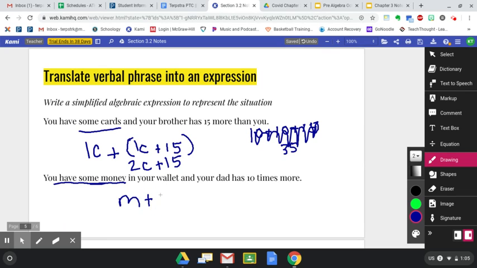Plus, your dad has 10 times that amount, right? So he has 10 times the amount of money that you have, right? And so we want it simplified, meaning we only want one term of each, right? So we have 1M and 10M. That would give us 11M, right? So if we're talking about how much money you guys have, if you had $20, right, total you guys would have $220, right? Because your dad has 10 times that amount, so he'd have 200, you'd have 20, that'd be 220. But for right now, we're just looking at the expression in simplified form.